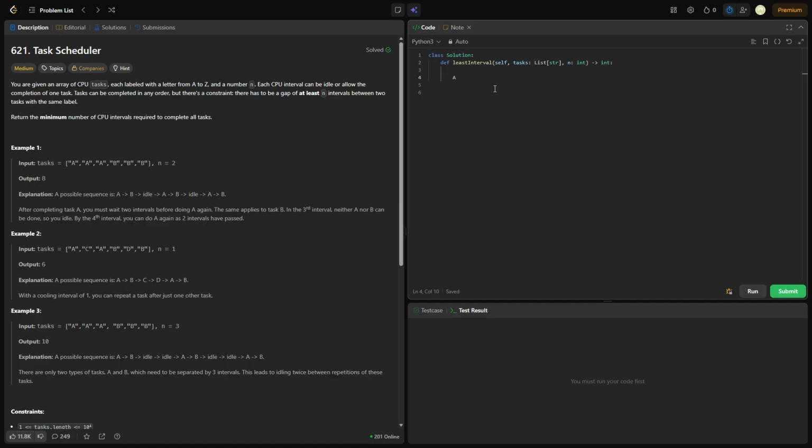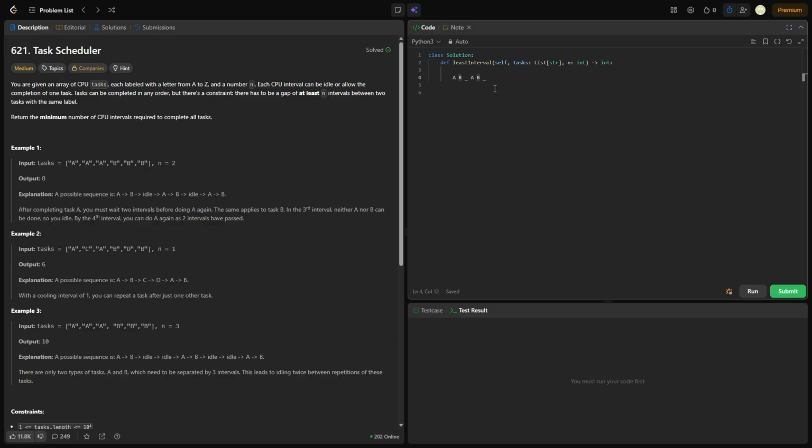In example 1, A and B have the same frequency. There are 3 of each. So we could do A, B, idle, because the interval is 2, so you can't actually use an A here. You have to just idle. An idle, of course, just means you're not doing anything. You just have to wait. So we do A, B, idle. Then we can use an A again because the interval between these A's is 2, and then we have the B and the idle.